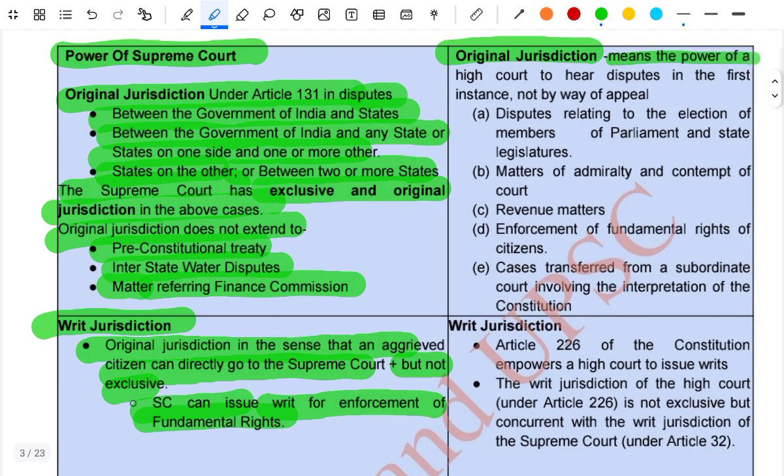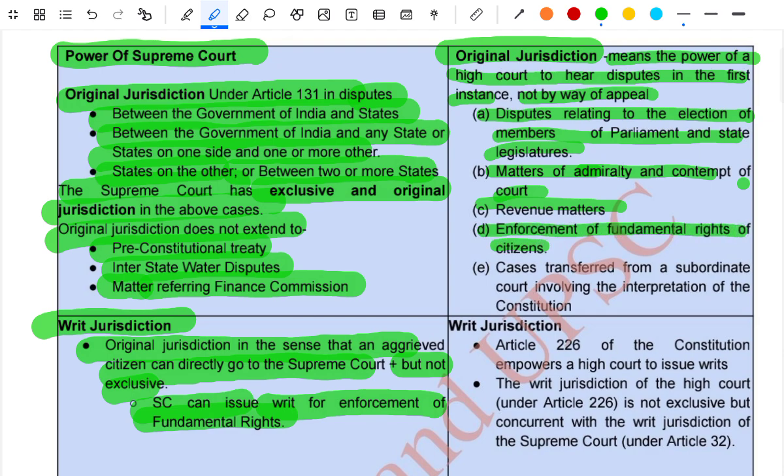means the power of a High Court to hear a dispute in the first instance, not by any appeal. The disputes relating to the election of members of Parliament and state legislature, admiralty and contempt of court, revenue matters, the enforcement of the fundamental rights of citizens, cases transferred from subordinate courts and those involving the interpretation of the Constitution.